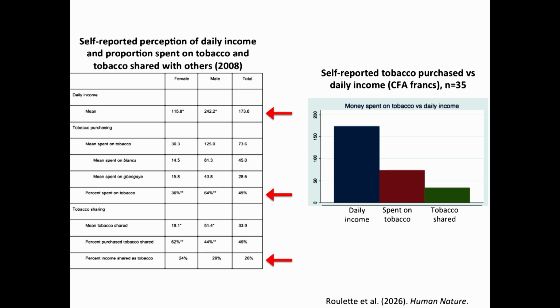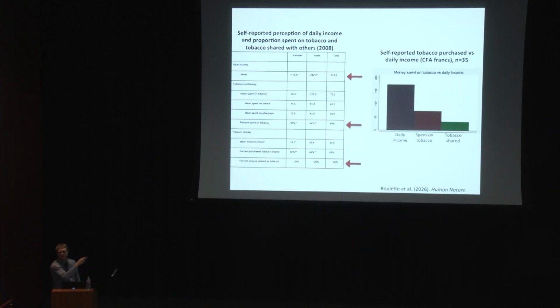But on the rare occasions that they are paid, I asked them how much they're typically paid. There's a clear gender difference. So just to put this in perspective, 500 Central African francs is about $1 in 2008. So men, if they work a full day, are making about 50 cents, and women are making about 25 cents.